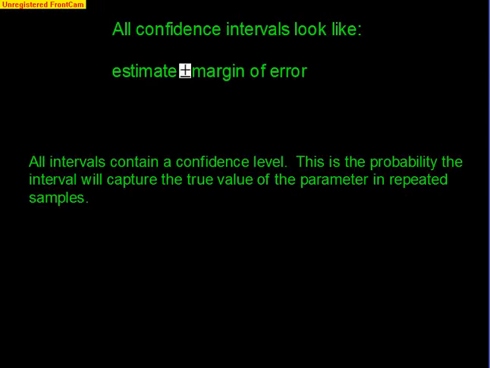Okay, so let's talk about what confidence intervals look like. All confidence intervals will look like this. They're an estimate plus or minus a margin of error. All intervals will contain a confidence level. This is the probability the interval will capture the true value of the parameter in repeated samples. So much like probability and other things, we're looking for things that occur over time. I'll give you a second to copy this down, and then I'll go on to the next slide.